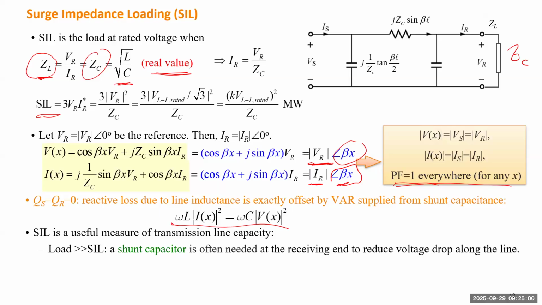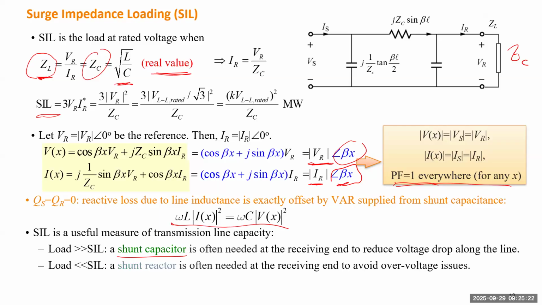If the load is much higher than the surge impedance load, then you need to have a shunt capacitor, because in this case the voltage on the receiving end will be lower than the sending end. If the load is much higher than the surge impedance load, you need to add some shunt capacitor to support the voltage at the receiving end.